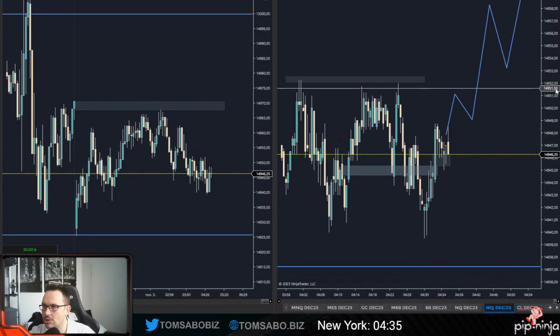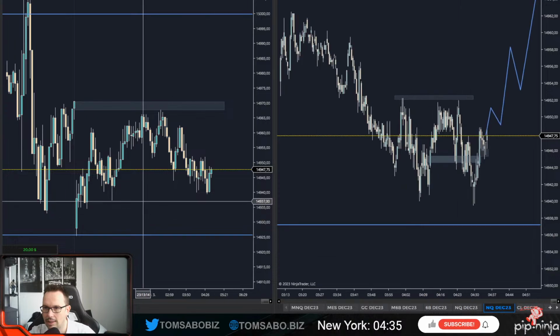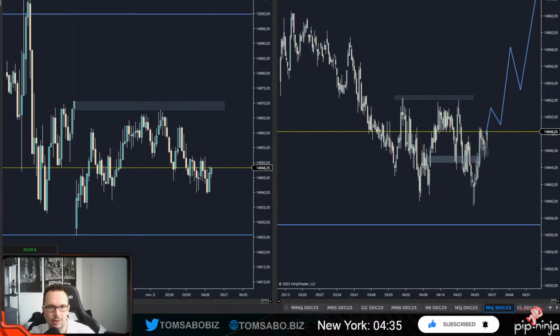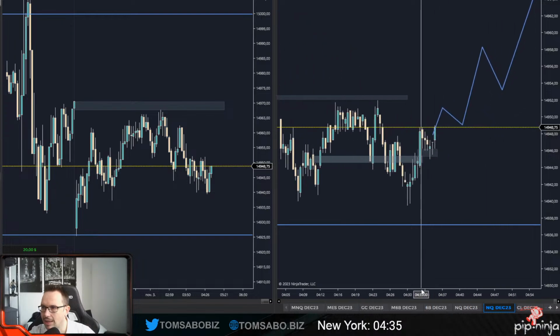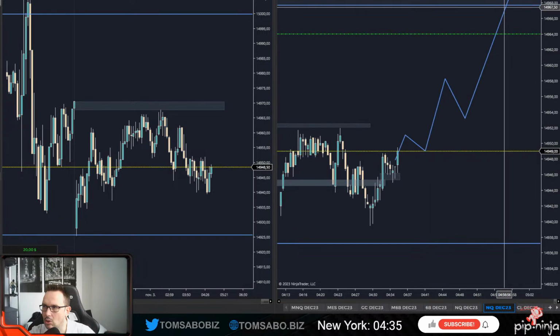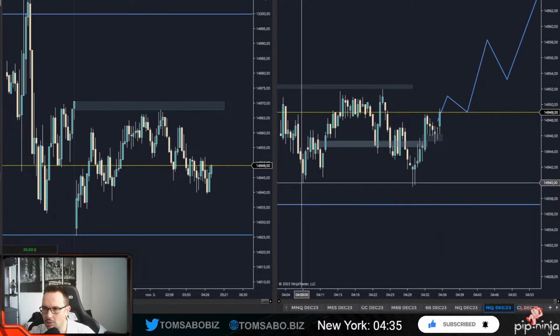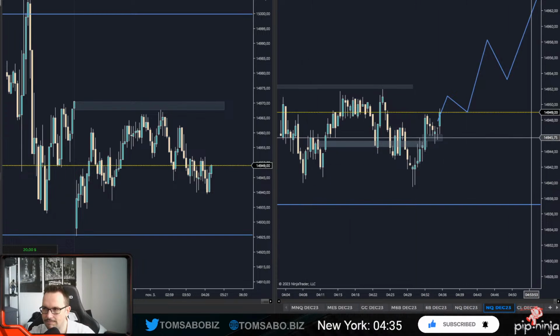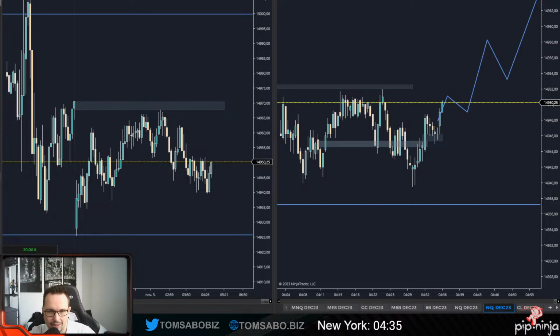Even if it goes all the way up, I don't feel comfortable by not taking out major liquidity. I mean, we took out a 5-minute low here, which is great. But of course it can go all the way up, but for me this is not enough. Taking out a 5-minute spike here is not enough for me. It's not enough confirmation.